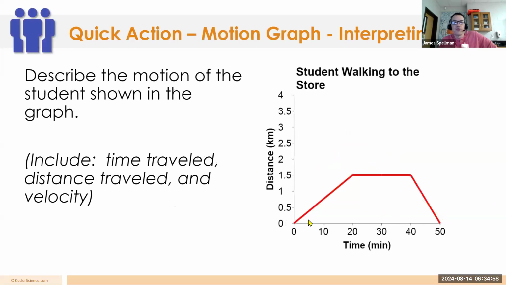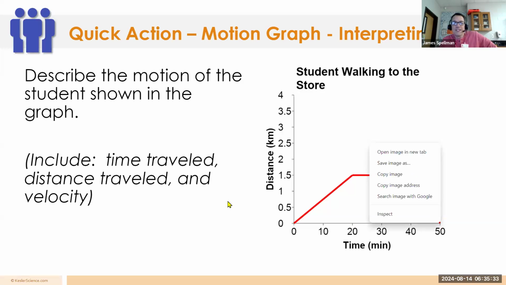Okay, if we look at this one, if we want to describe the motion completely, if we want to do time traveled, distance traveled, and velocity. So first of all, what's happening is someone is moving away from where they started, someone stays still, they're not moving, and then someone returns back to the beginning. So this first segment, it takes 20 minutes because if we change right here, we'll go down and look, that's about 20 minutes. This next segment starts at 20 and ends at 40, so that's another 20-minute segment. And this last one starts at 40 and ends at 50, so this is a 10-minute segment.